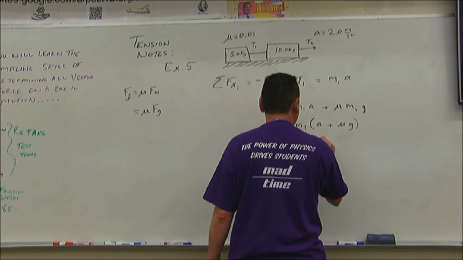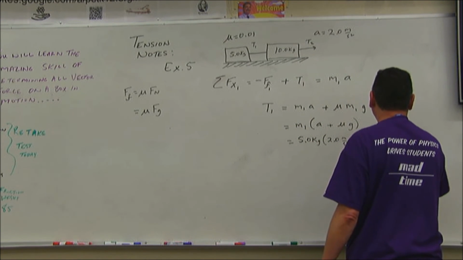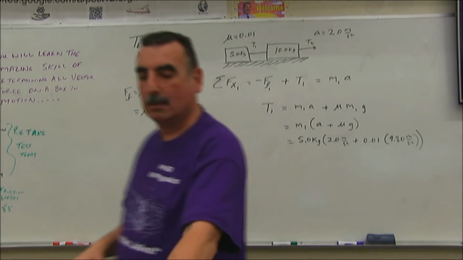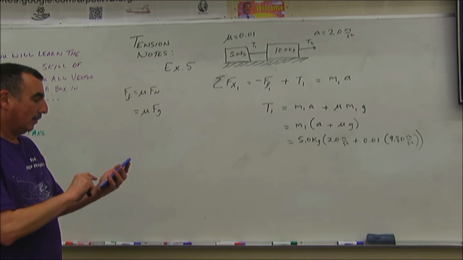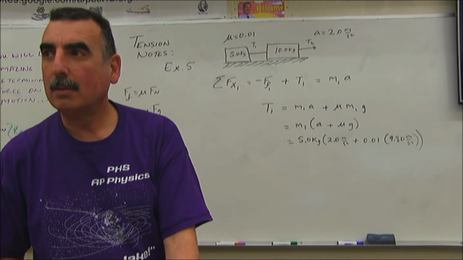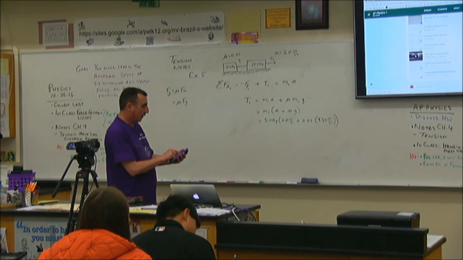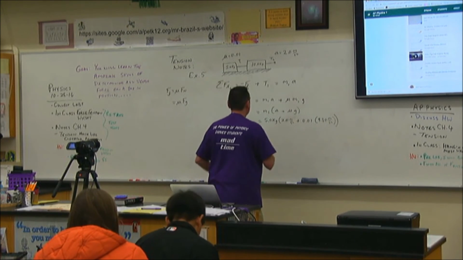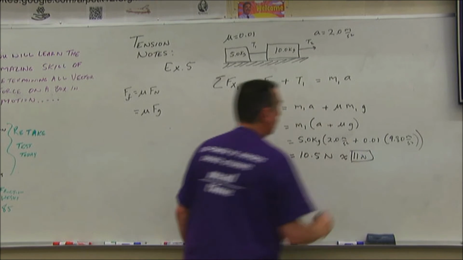So 5.0 kilograms times 2.0 meters per second squared plus 0.01 times 9.80 meters per second squared. Did somebody plug that in already? So 5 times parentheses 2 plus 0.01 times 9.8. And I got 0.98 newtons. Let me double check. Oh, no, I did something wrong. I got it. Plus 10, 10.5 newtons. Sig figs, 11 newtons. We're good?